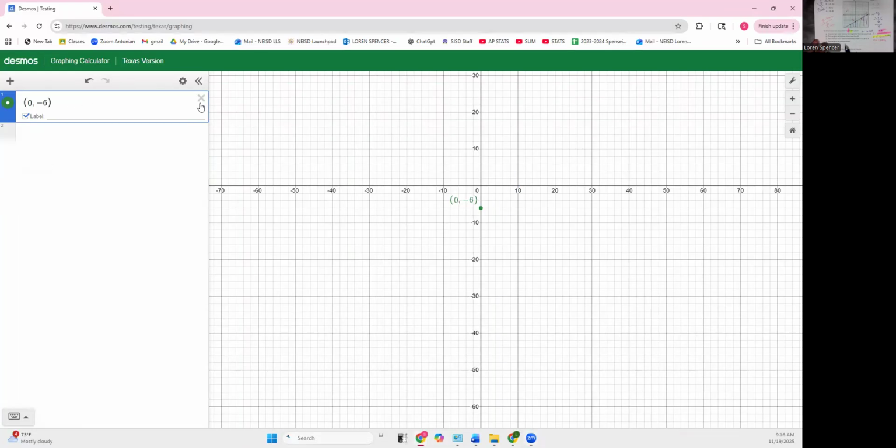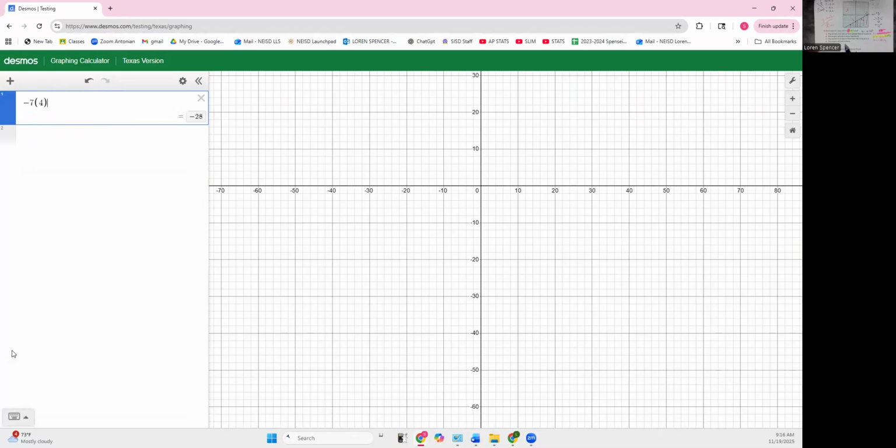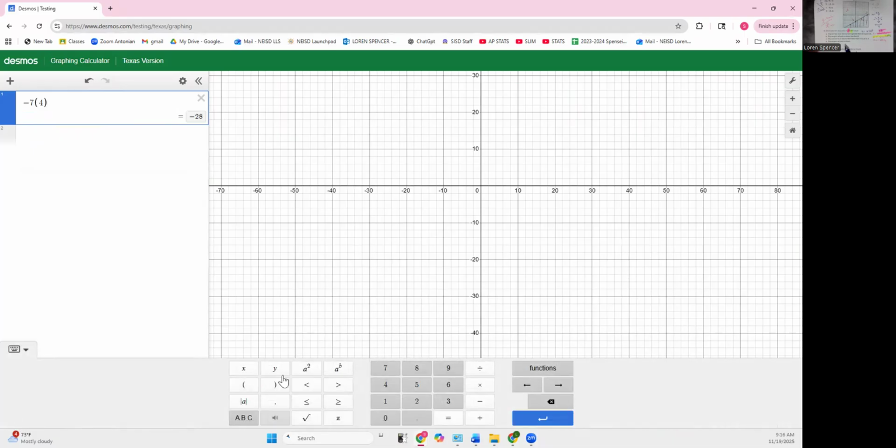So eliminating all this material, and then we have -7, parenthesis 4. I'm going to use a little typewriter there. Get that. That way I can type in an X. And we get this graph. Okay. So what do we notice?